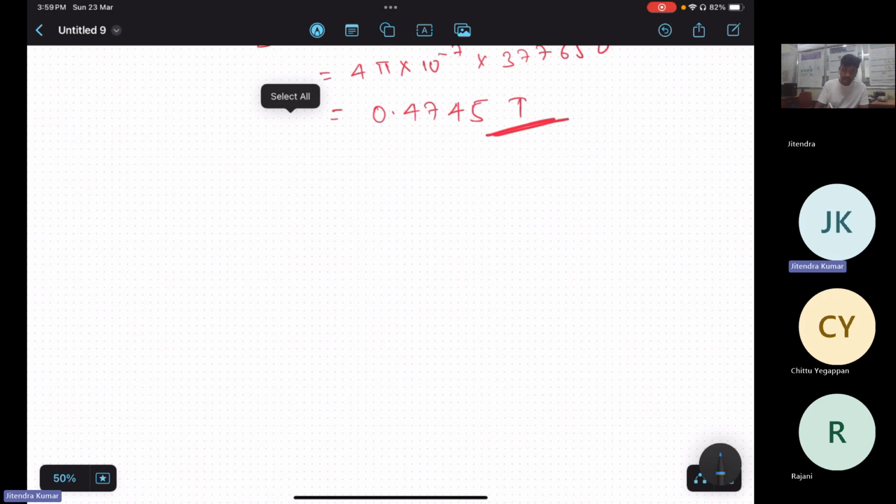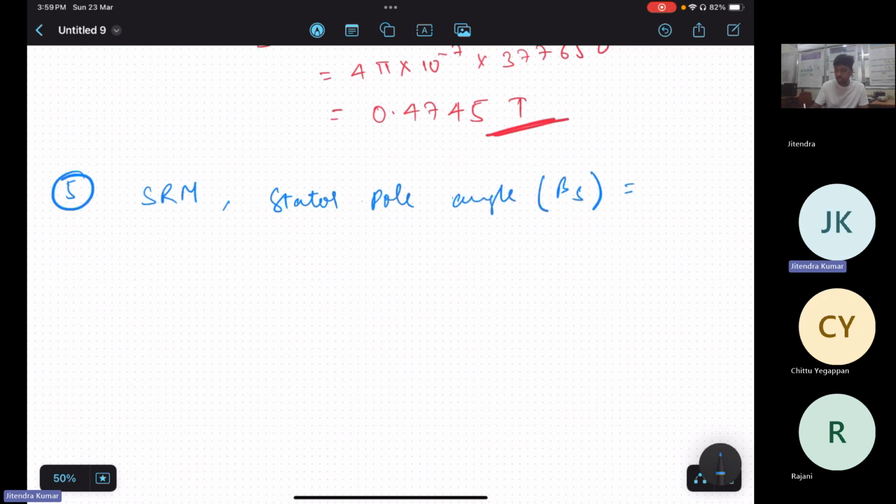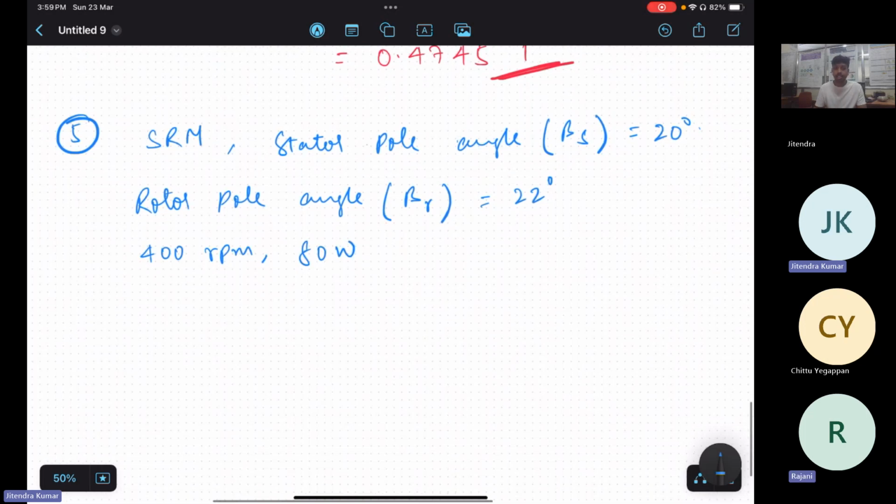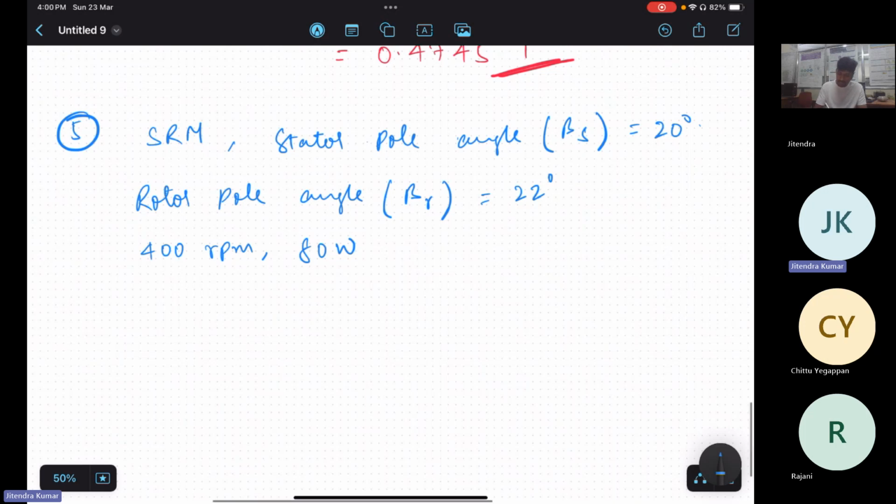So the data is given like that. The SRM has a stator pole angle of 20 degrees, which is also known as beta S equal to 20 degrees. Rotor pole angle beta R is equal to 22 degrees. The rating of the motor is 400 RPM, 80 watt.